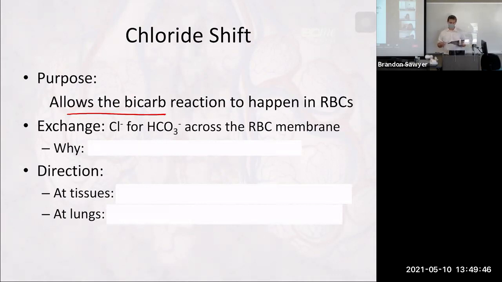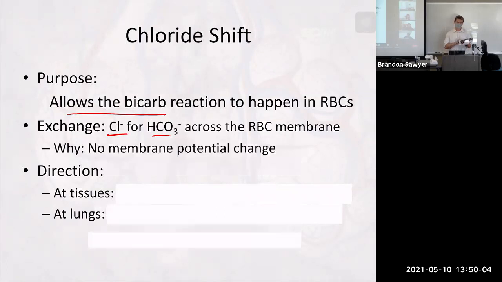There's always going to be an exchange between chloride, Cl negative, and the bicarbonate ion across the red blood cell membrane. When one goes in, the other one comes out, and when one goes out, the other one comes in. So why do we have to do this exchange?